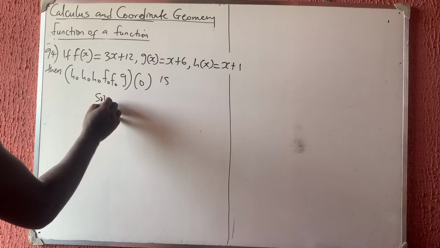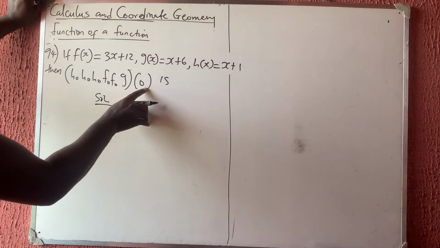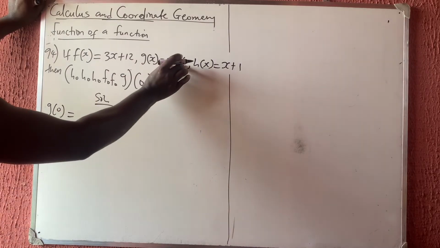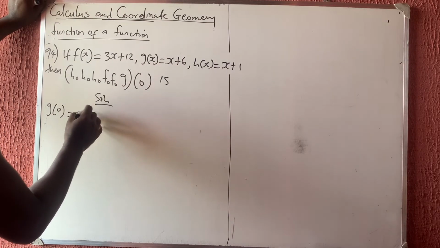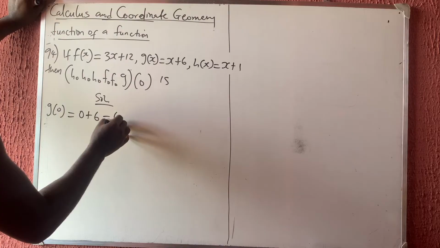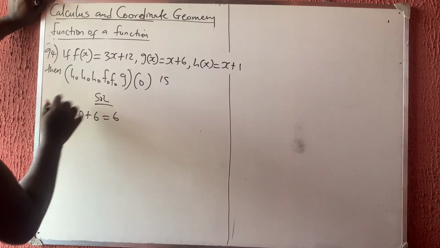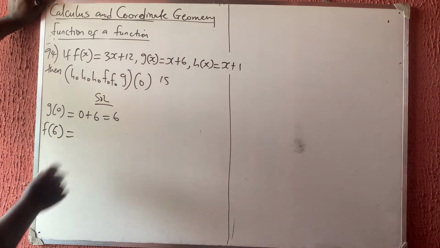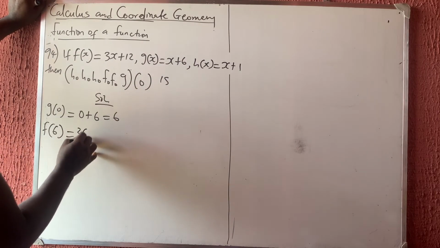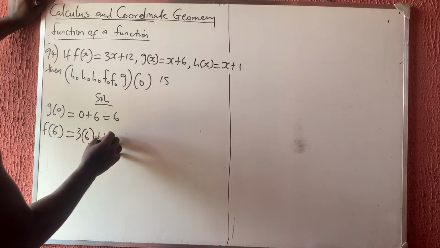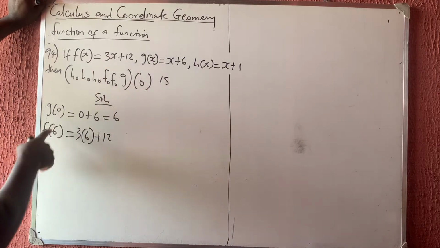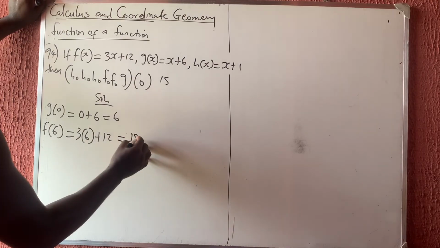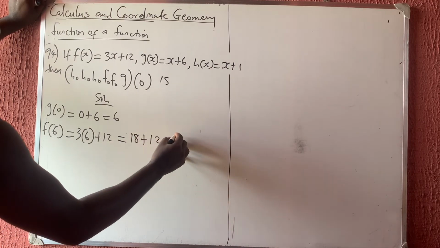So solution, we start from the one that is close to 0. So first of all, g of 0. g of 0 simply means go to the side of g and put 0. So 0 plus 6, which is equal to 6. The next one is f. So we say f of that last answer, f of 6. Go to the side of f, you say 3 in bracket of 6, then plus 12. Anywhere we see x, we substitute whatever we are having inside the bracket. So 3 times 6 is 18. 18 plus 12 will give us 30.